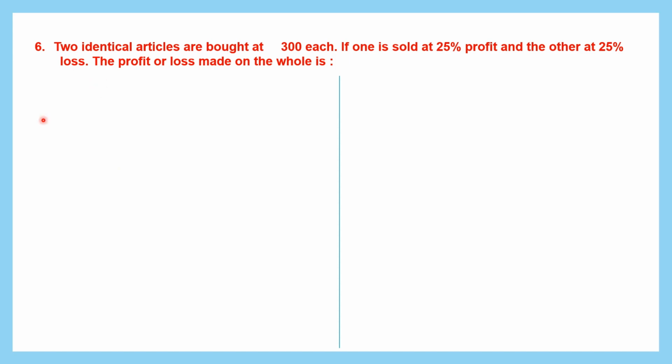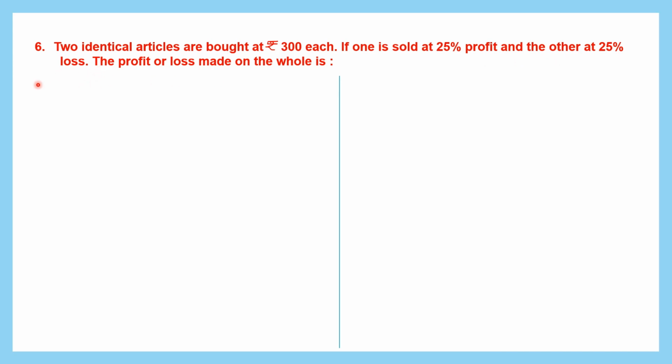Question 6. Two identical articles are bought at 300 rupees each. So we have the cost price. If one is sold at 25% profit and the other at 25% loss, what is the profit or the loss made on the whole? So to find profit or loss, we need to have cost price and selling price. So here we have the cost price, but we don't have the selling price, and selling price is different for both the articles. The first one was sold at 25% profit and the second one at 25% loss.